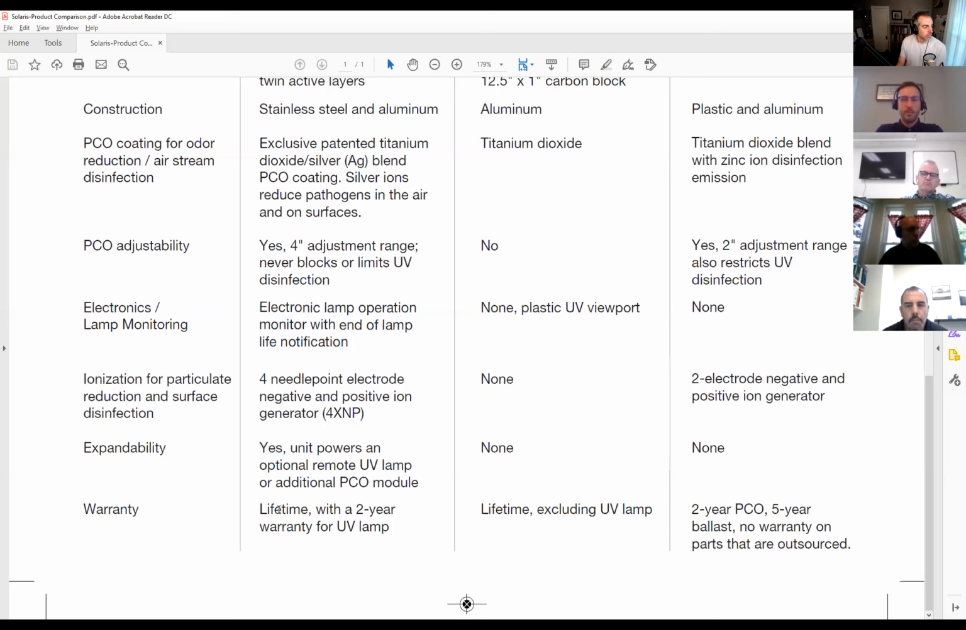Warranty is another really big one. We do offer a lifetime warranty on our product with a 2-year warranty for the UV lamp. The lamp is good for 2 years. It's efficient for 2 years, so it should be replaced every 2 years. So it should always be in warranty as well if you're replacing it every 2 years like you're supposed to. On theirs, they have a 2-year PCO, a 5-year ballast, and no warranty on parts that are outsourced.